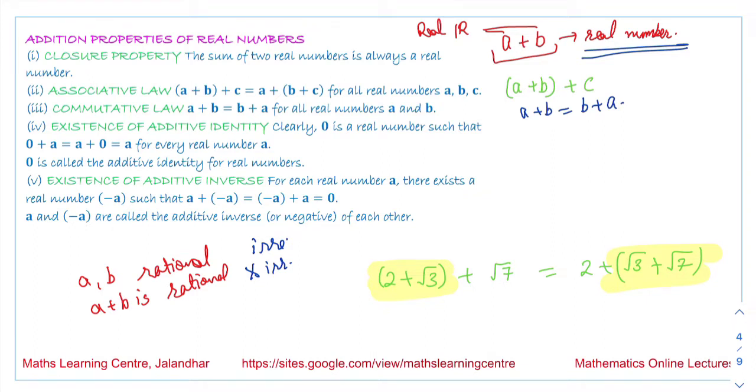Next is the existence of the additive identity. Additive identity means we want to find some real number such that when we add it to any real number, we get the same number. What we mean to say is, suppose a is any real number, what can I add to this number so that the answer is again a? We all know that we can add 0 to it. So 0 is the additive identity.